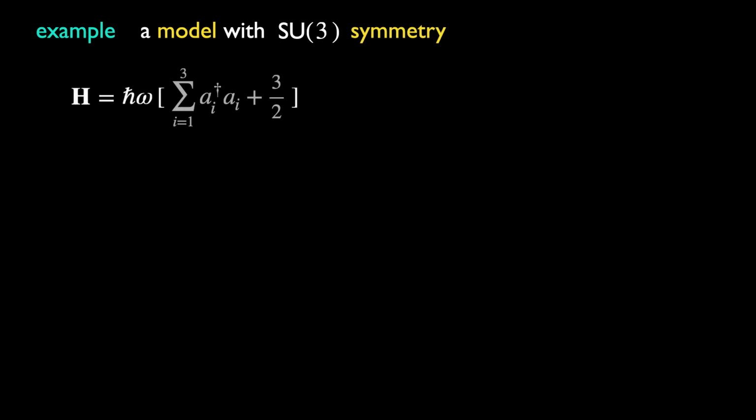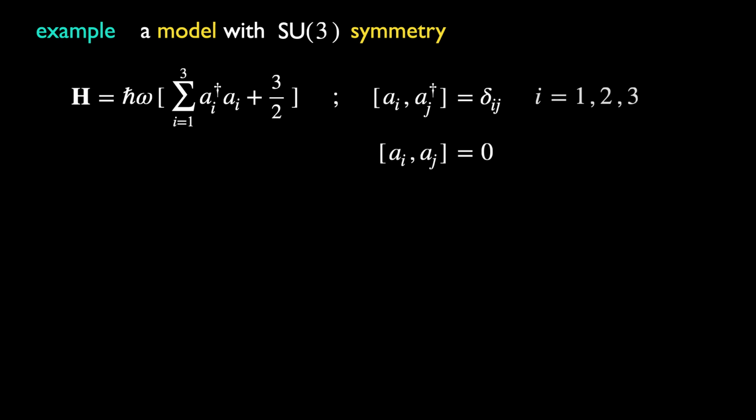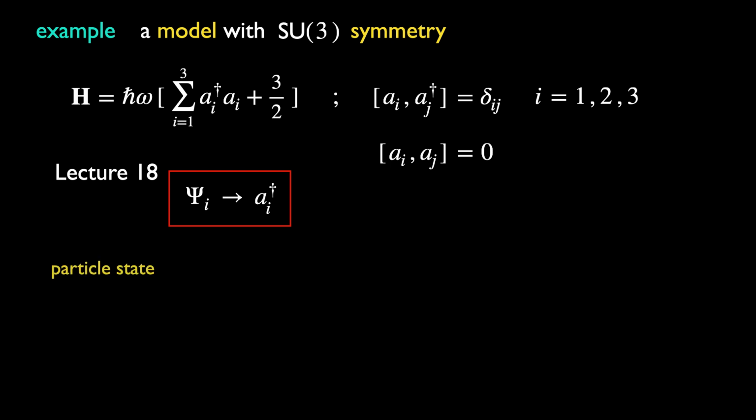In this last example, we build a simple model which possesses the SU3 symmetry, which should flesh out some of the ideas that we have just developed. This is just a 3D harmonic oscillator from lecture 18. The field operator for a particle of flavor I, in this case, is A_I dagger. They both act on the vacuum or ground state to give a single particle state.